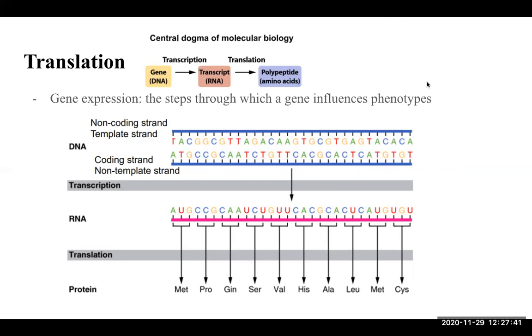As you can see in the diagram on the very bottom, the DNA has a non-coding strand, which is a template strand, and then it has a coding strand, which is known as a non-template strand. Then transcription consists of the RNA, and then translation consists of the protein. As you can see, they're on the right side of the diagram.